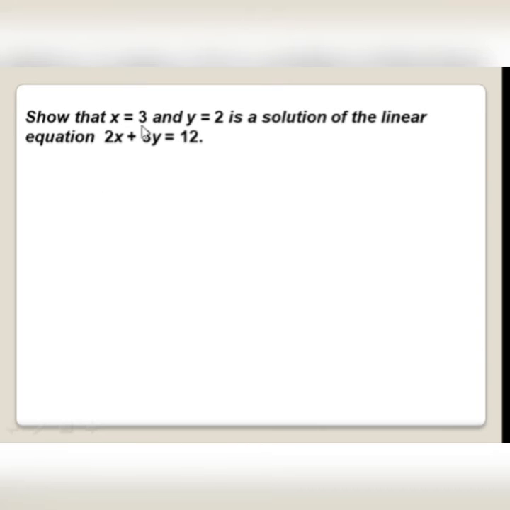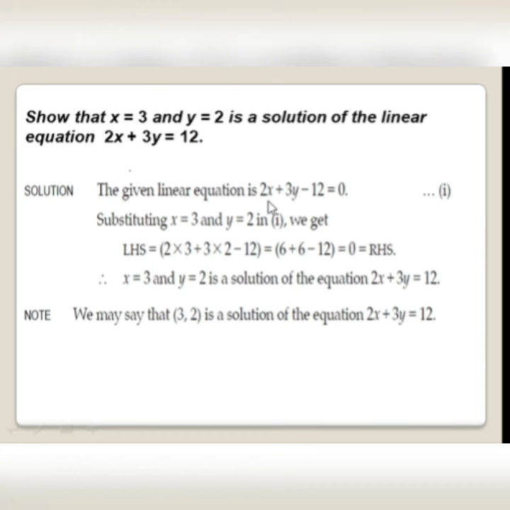Show that x equals 3 and y equals 2 is a solution of the linear equation 2x plus 3y minus 12 equals 0. What did we talk about in the previous slide? Whatever value of x we have, we put instead of x, and whatever value of y we have, we put instead of y, then our LHS and RHS must be satisfied. So let's see. Given equation is 2x plus 3y minus 12 equals 0. Now substitute x equals 3 and y equals 2.